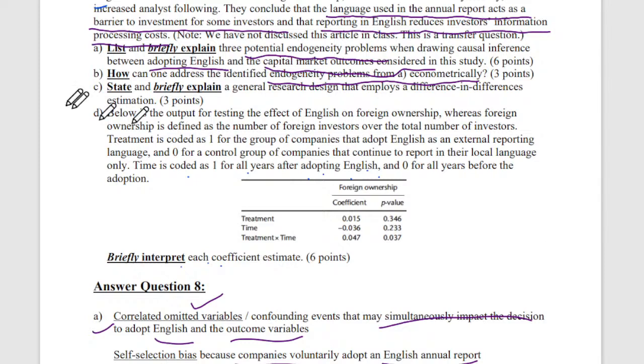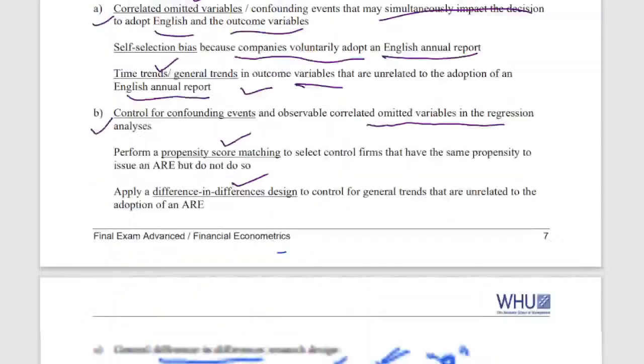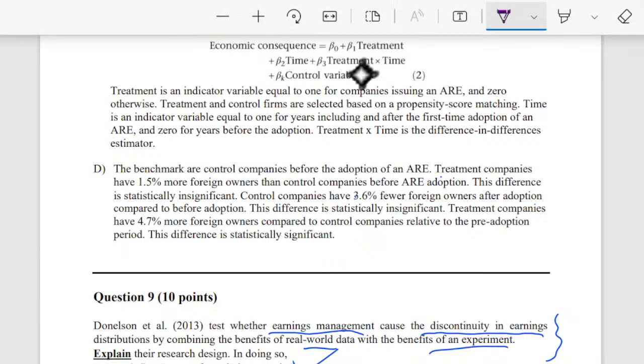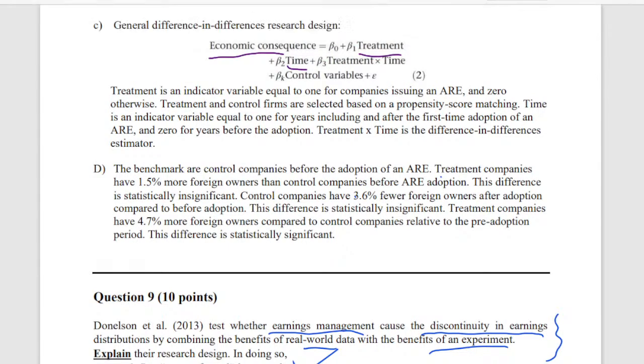So that's the B part done, A is done. Next is to explain a general research design that employs difference in difference estimation. Difference in difference estimation, we can do like this: economic consequence equals beta 0 plus beta 1 into treatment plus beta 1 time. So you have two variables, treatment and time.